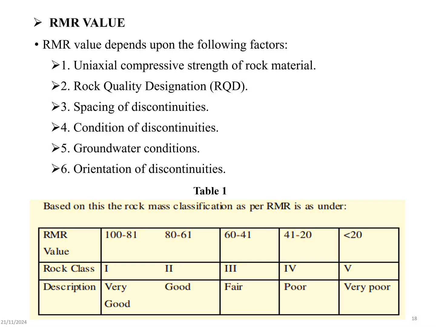RMR value or rock mass rating. The rock mass rating system developed by Bieniawski utilizes six parameters to classify rock masses. The parameters are uniaxial compressive strength of rock material, rock quality designation, spacing of discontinuities, condition of discontinuities, groundwater conditions, and orientation of discontinuities. Each parameter is assigned a rating, and the sum of these ratings gives the RMR value, which indicates the overall quality of the rock mass.